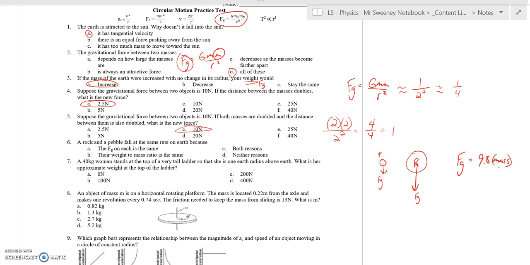The question wants to know, why do they fall at the same rate? Well, if you take the force of gravity, which is also the weight, and divide it by the mass, so Fg over mass, that ratio for all objects on Earth is 9.8.